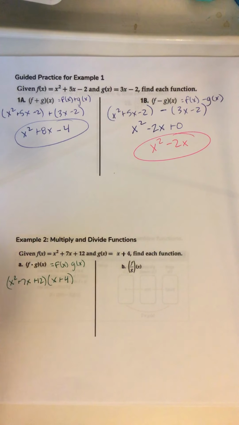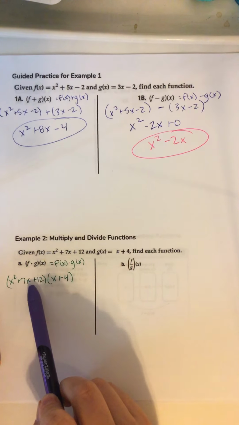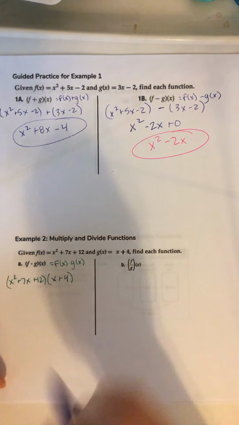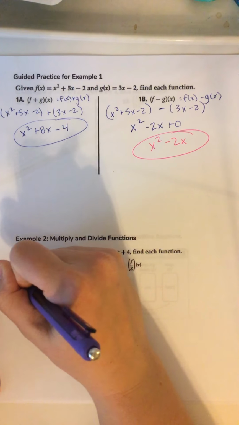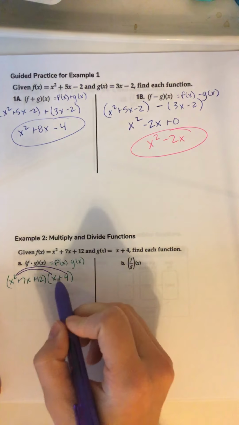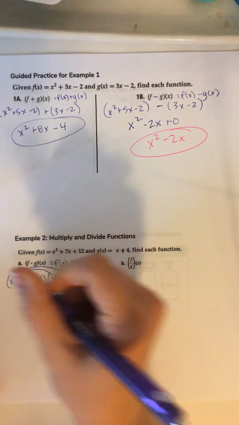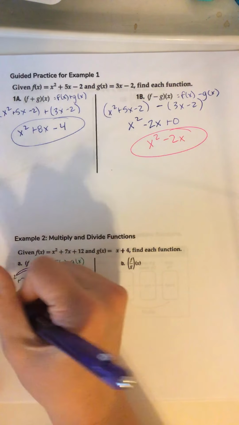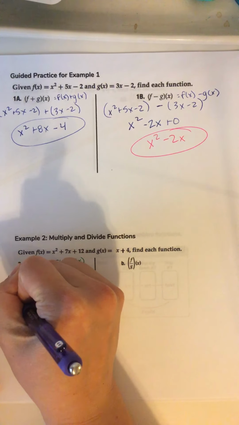And basically I need to multiply everything in this one by everything in that one. So I'm going to take this x squared and multiply it by both of these first. So x squared times x is x cubed. x squared times 4 is 4x squared.